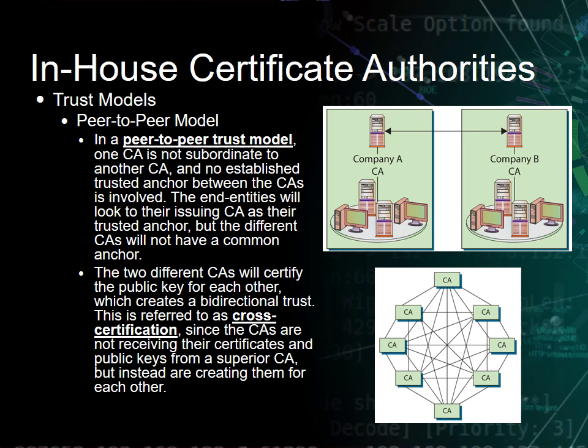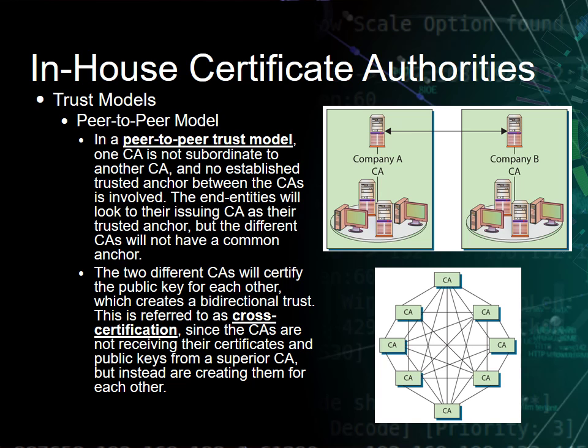The second trust model is the peer-to-peer model. In a peer-to-peer trust model, one certificate authority is not subordinate to another certificate authority, and no established trust anchor between the certificate authorities is involved. The end entities will look to their issuing certificate authorities as their trusted anchors, but the different certificate authorities will not have a common anchor. The two different certificate authorities will certify the public key of each other mutually, which creates a bidirectional trust. This is referred to as cross-certification, since the certificate authorities are not receiving their certificates and public keys from a superior certificate authority, but instead are creating them from each other.